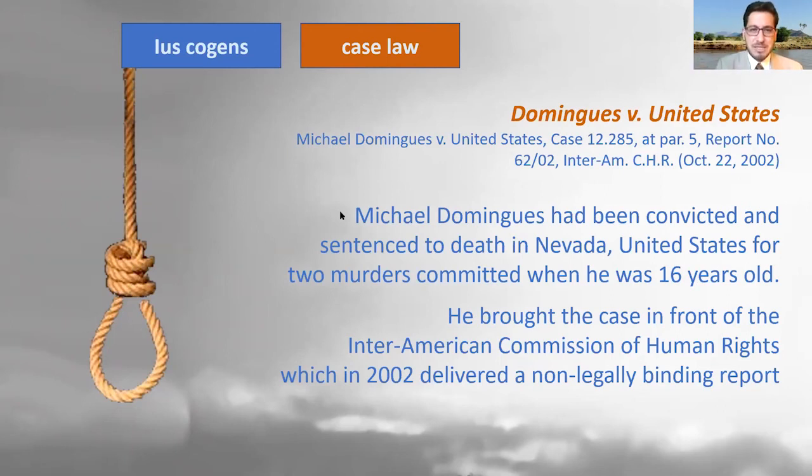He asked to change the laws of Nevada, of the United States. I will remind you, this is not a compulsory judgment, no? But how did the commission justify jus cogens? On natural law, on self-evidence, on customary law, or in public order?